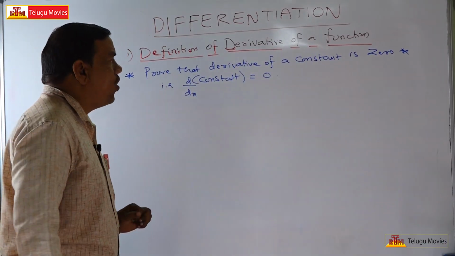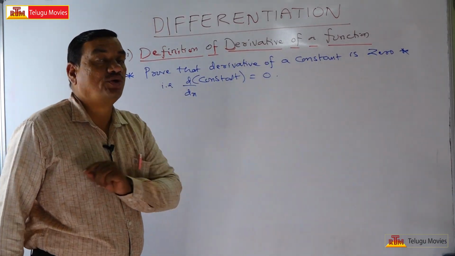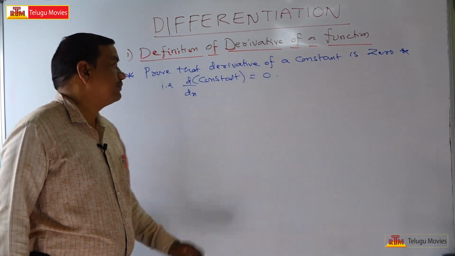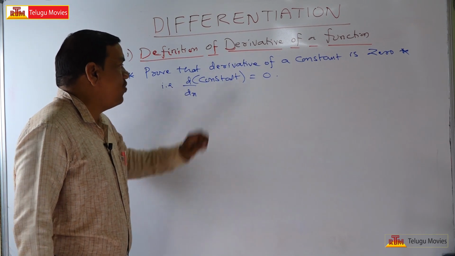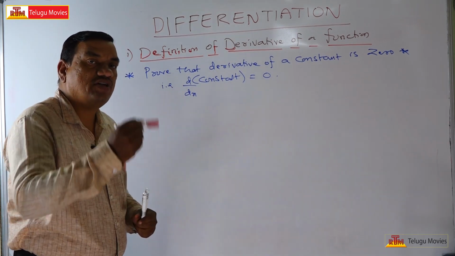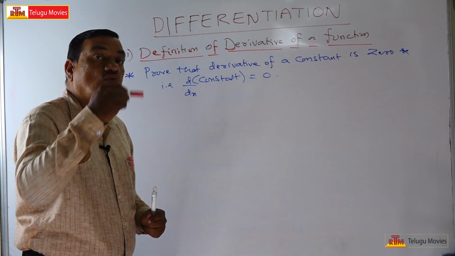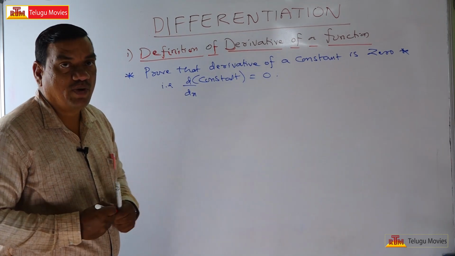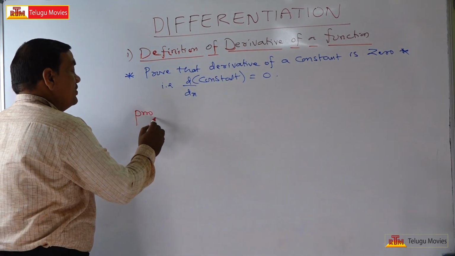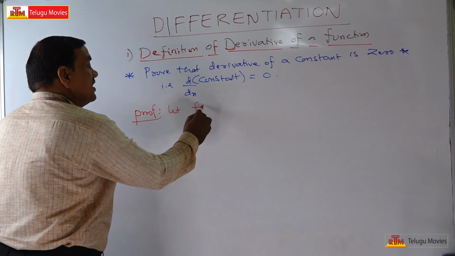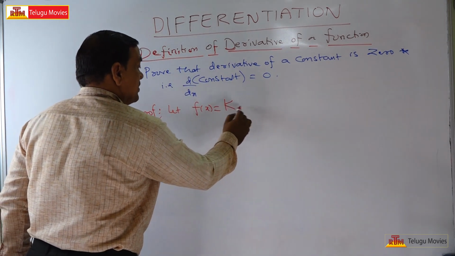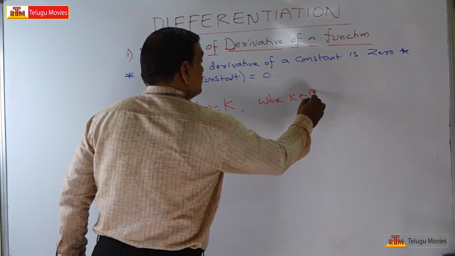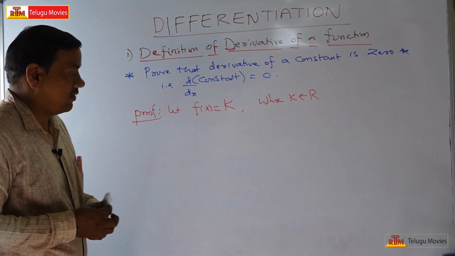Prove that the derivative of a constant function is 0. That is, the derivative of a constant is equal to 0: derivative of 5 is 0, derivative of 6 is 0, derivative of root 2 is 0, derivative of minus 1 by root 2 is 0. Why? How is it possible? So see here, you will see the proof. Let us consider a function f of x is equal to some k or some c, where k belongs to the set of real numbers.